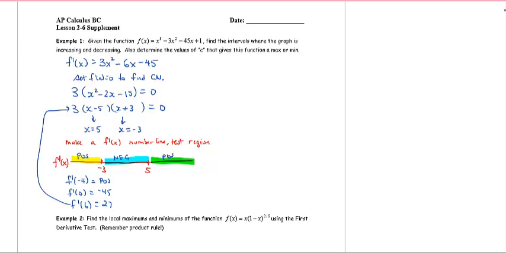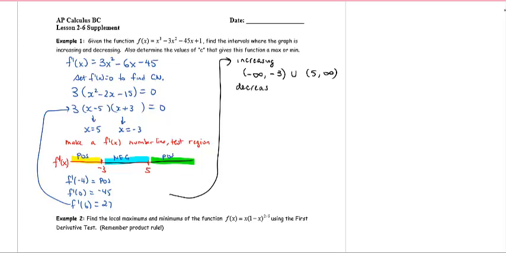Okay, so we've got our number line. So what? Well, using our number line now, we can analyze and get our answer. So where is the function increasing? Increasing means where it is positive. So notice it's from negative infinity all the way to -3, and also from 5 to infinity. And we'll take the union together. Okay? Where is it then decreasing? Well, that's when the derivative, of course, is negative. So in the interval from -3 to 5.